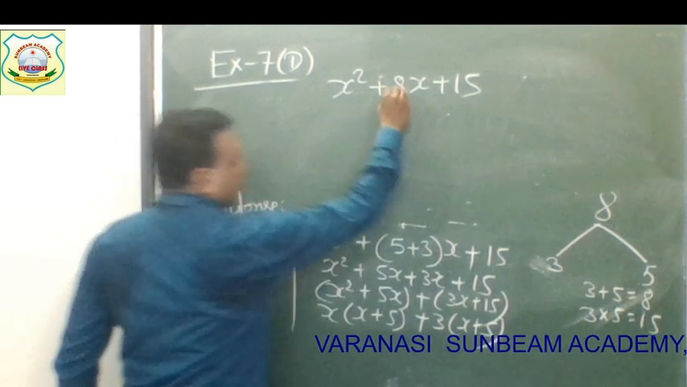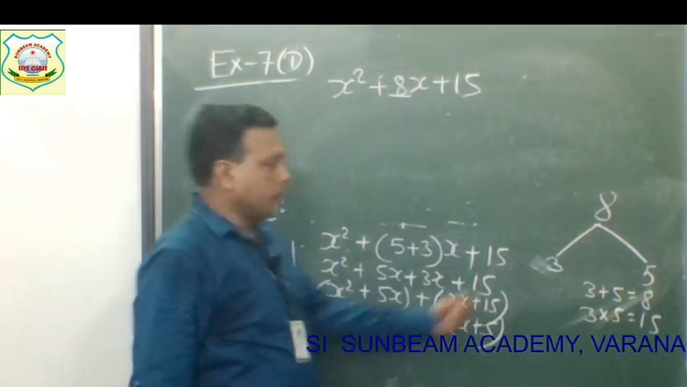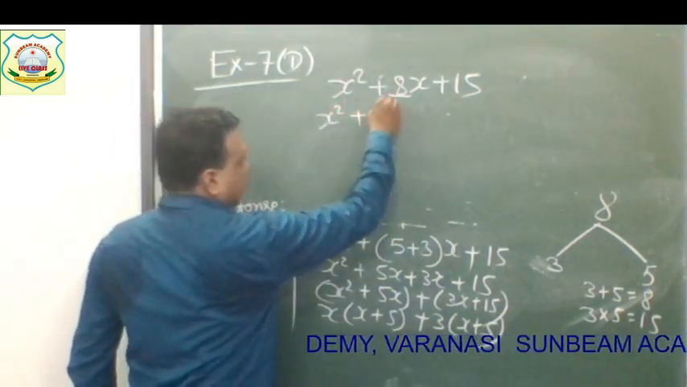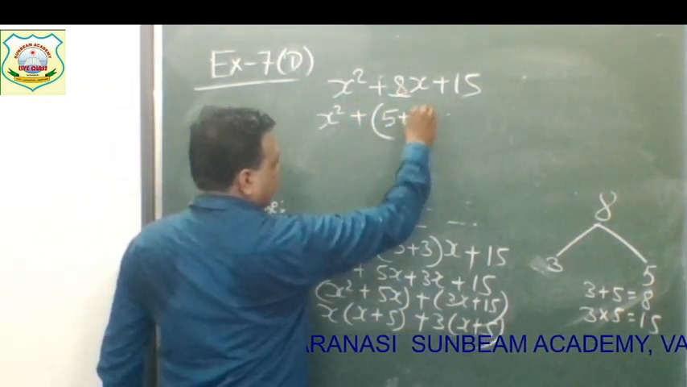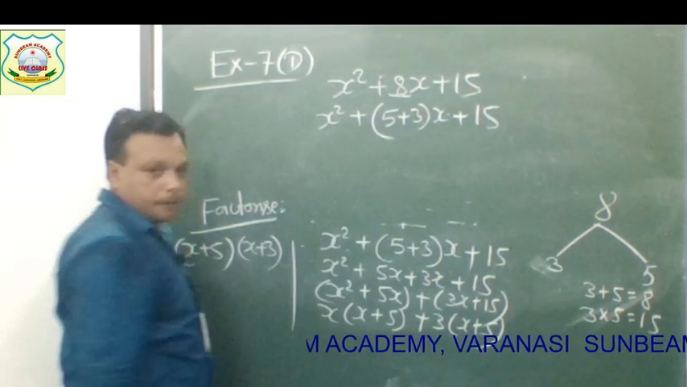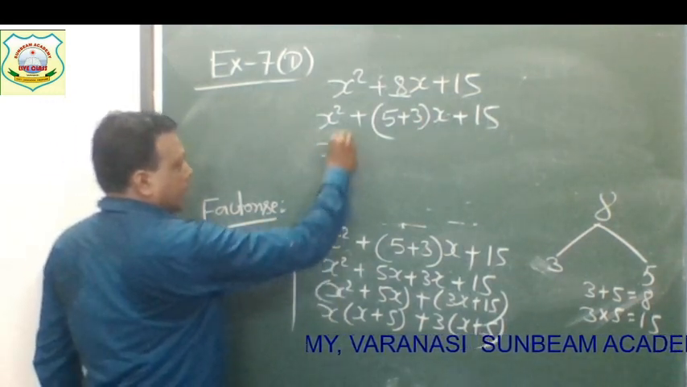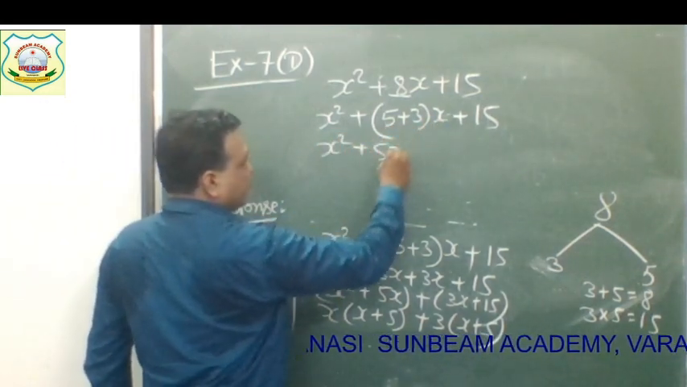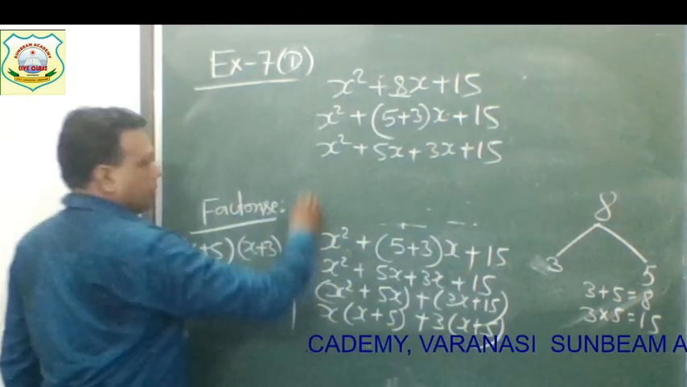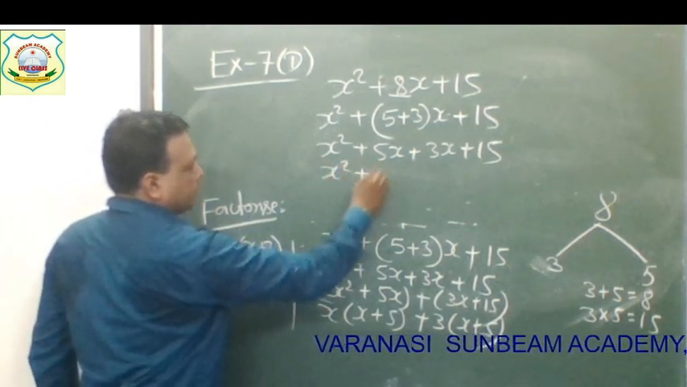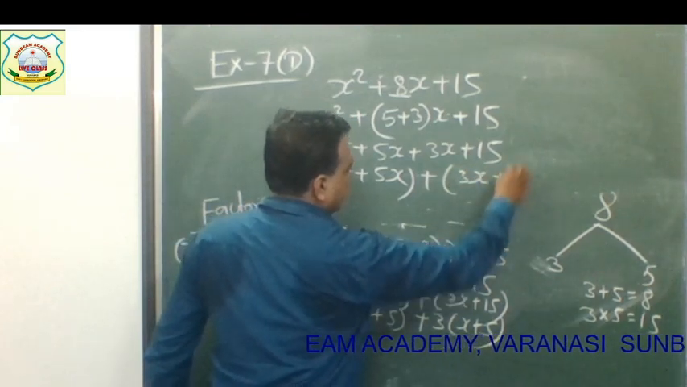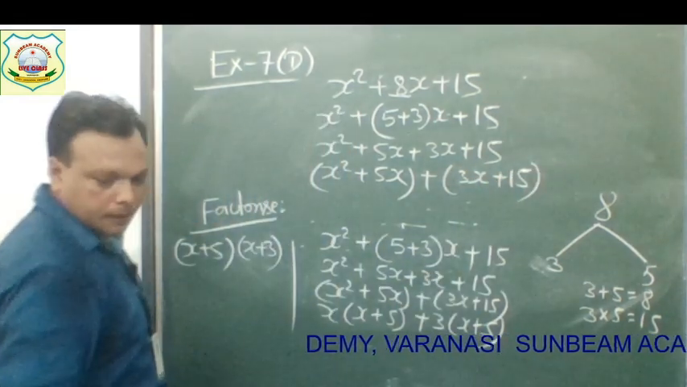What will we split? 8. What numbers have we taken? 3 and 5. So x square plus 5x plus 3x plus 15, as it is the same, because we only split the middle term. Now open the bracket: x square plus 5 into x, 5x, plus 3 into x, 3x, plus 15. Now we will make groups: x square plus 5x is one group, plus 3x plus 15 is another group. Clear students?